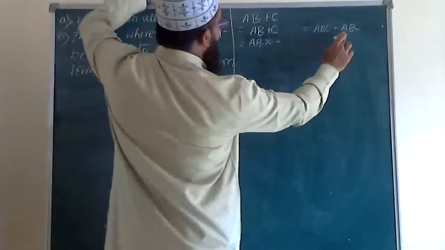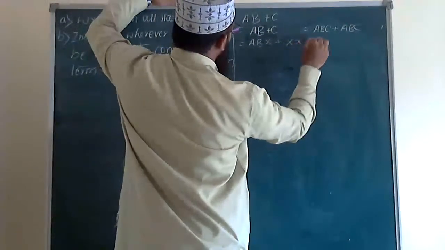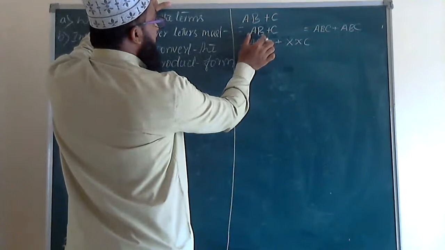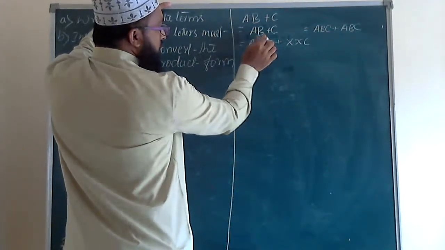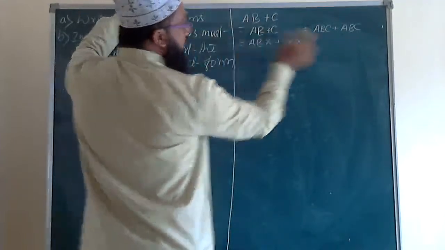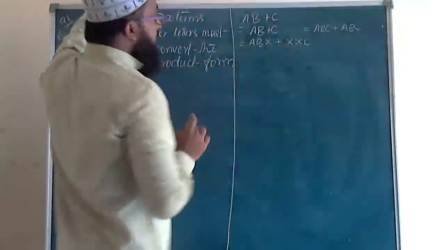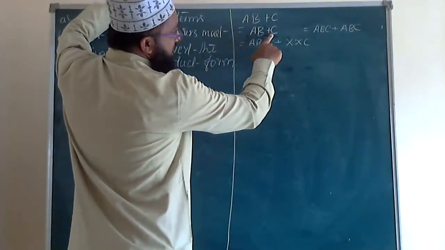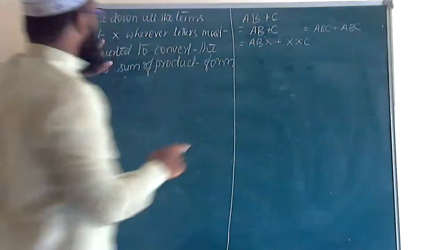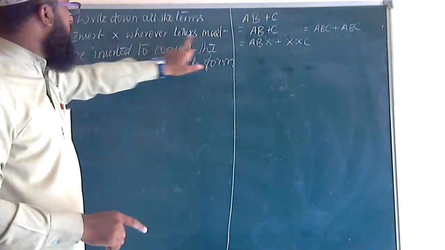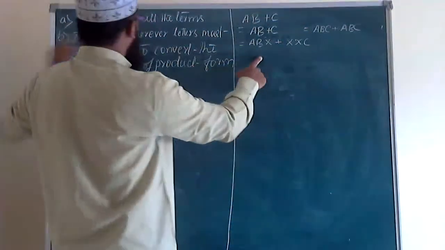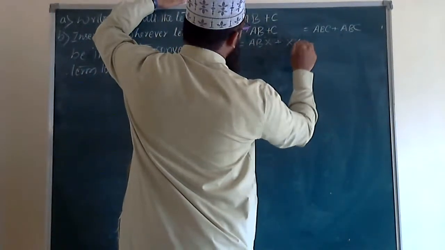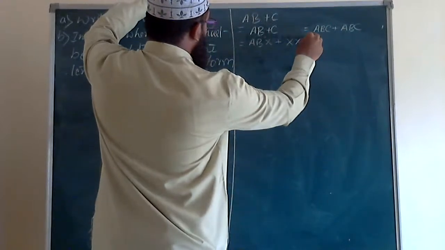here A and B are missing, so XXC. Understood? Every term must contain three variables, because three are the different variables. So the expression should be ABC plus ABC. Here C is missing, here A and B are missing. So in place of missing letters, we need to put X.